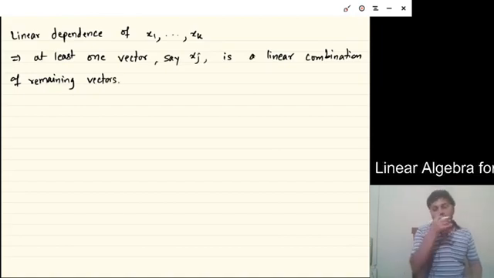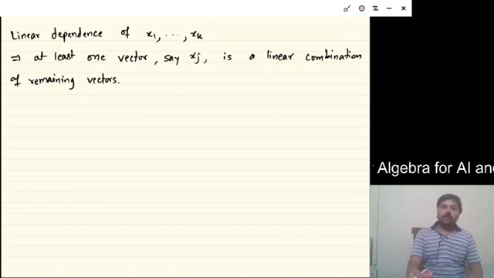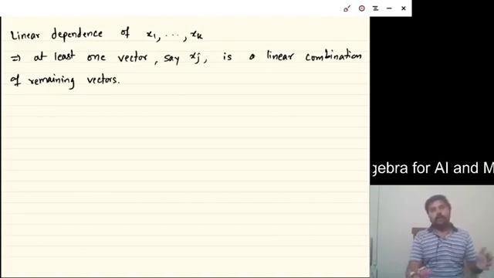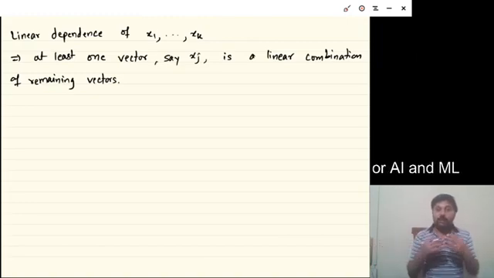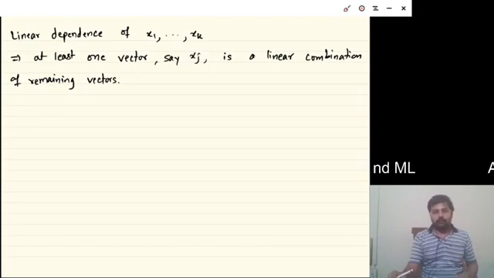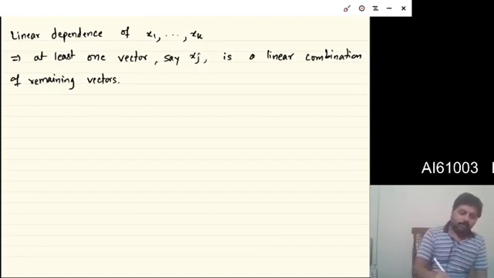So that's why this term linear dependence comes into the picture. What it really means is that one vector in the collection is dependent on the other vectors. It can be deduced from the other vectors in a linear fashion by taking a linear combination. That's why this term linear dependence of vectors comes into the picture.